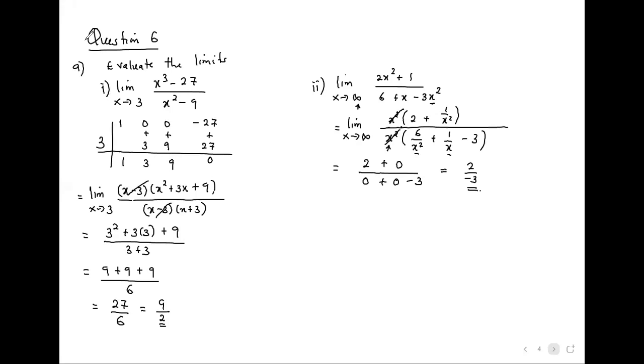So Roman numeral 2 depends on how you factor out the highest degree of the denominator. And then after you factor out, you use the fact that the limit as x goes to infinity of 1 over x is 0.